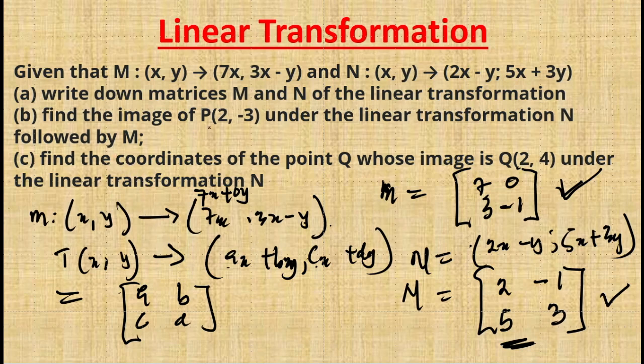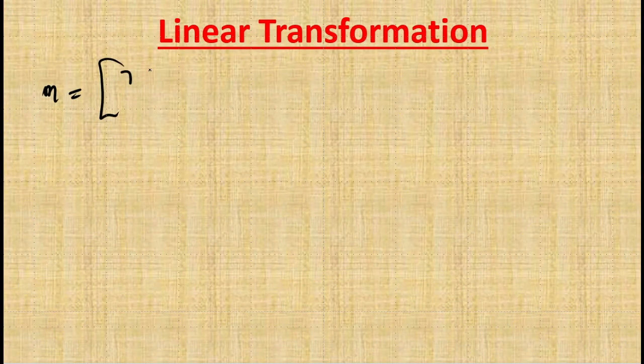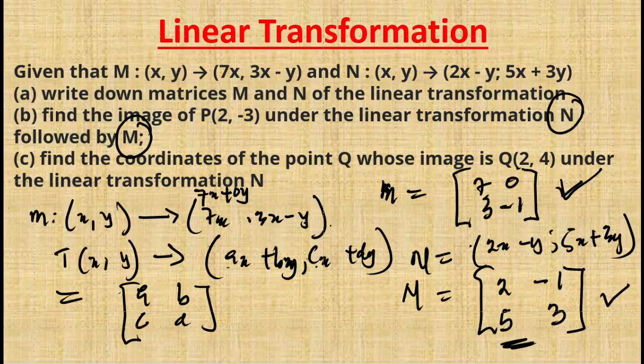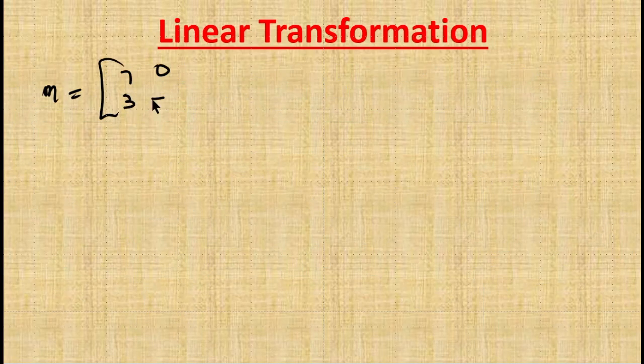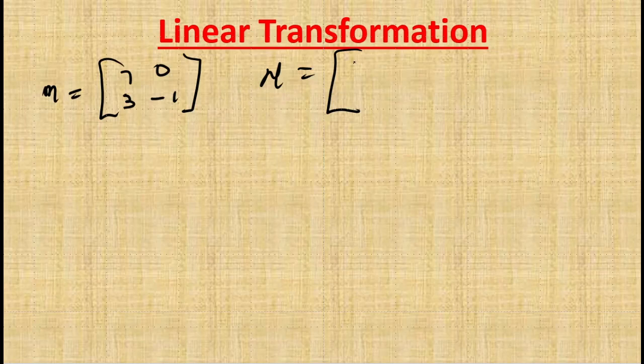Question B says, find the image of P (2, −3) under the linear transformation of N followed by M. That means we'll conduct the linear transformation of N first, then we'll go ahead with the linear transformation of M. And for the linear transformation, we'll be using the matrices. Let's open a new page. The matrix of M is given as 7, 0, 3 and minus 1, and the matrix of N is given as 2, minus 1, 5 and 3.